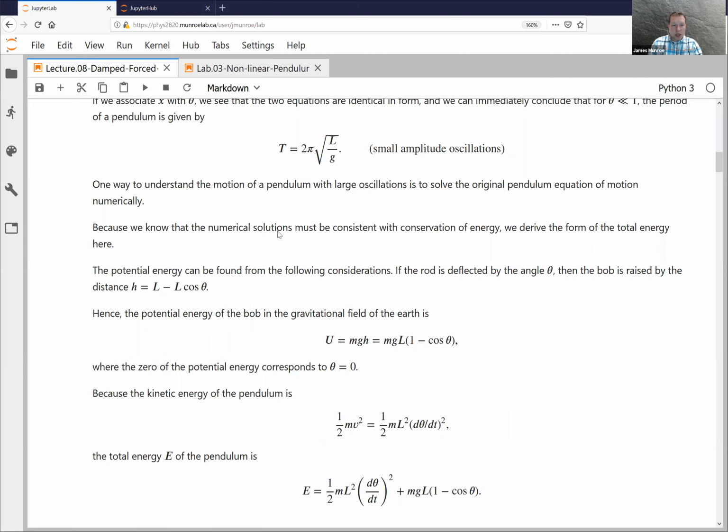One of the checks we can do when we're solving a problem numerically is we know that physics still has to be respected. It has to be consistent with the conservation of energy. And so we're going to want to make sure we've got an expression for the energy of a pendulum to be able to check that we're doing our numerical simulation correctly. Energy, mechanical energy, can be divided into two parts. It can be divided into potential energy and kinetic energy.